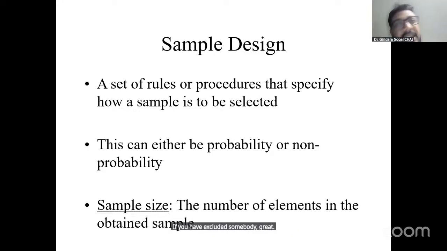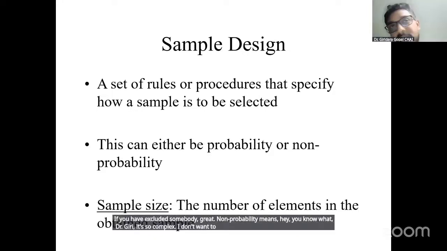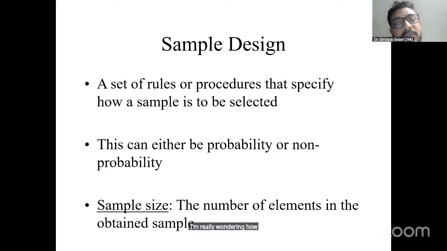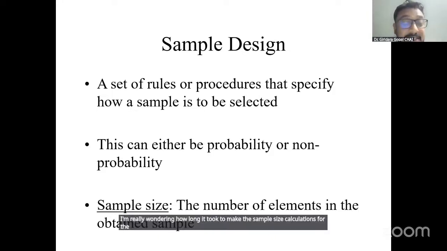Non-probability means, hey, you know what, Dr. Giri, it's so complex. I don't want to get into all these random numbers and all this systematic random. It's so complicated. I'm really wondering how long it took to make the sample size calculations for the NMHS, the National Mental Health Survey. You just said it's so complex. It's not my cup of tea. Fine, go for non-probability then. But then you don't have to say that I did a great research which is generalizable, right?